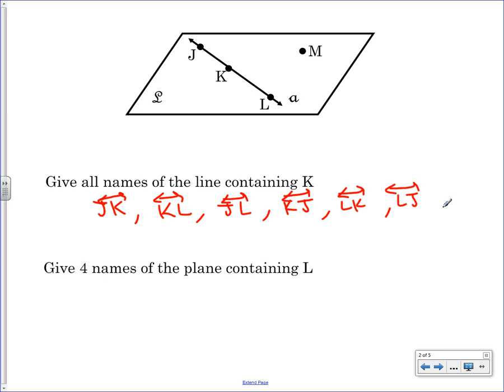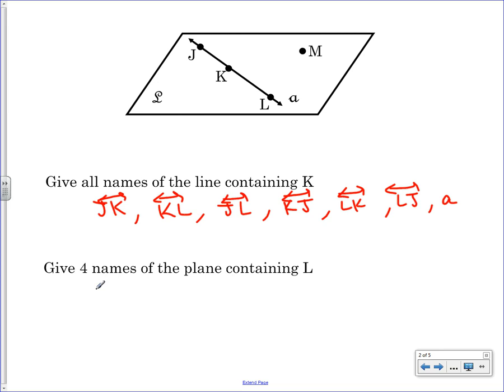That lowercase cursive a. Or you could call it line, lowercase cursive a. Eventually, you don't have to give me 50 different names for something, but for now, I need you to know all the possibilities, because one quiz might have a lowercase cursive a, and if you don't know what that means, you don't know how to answer the question, or one might ask you for line JK, and if you don't know what that means, you don't know how to answer the question. You see what I'm saying?